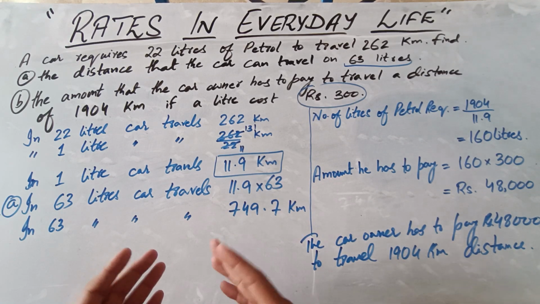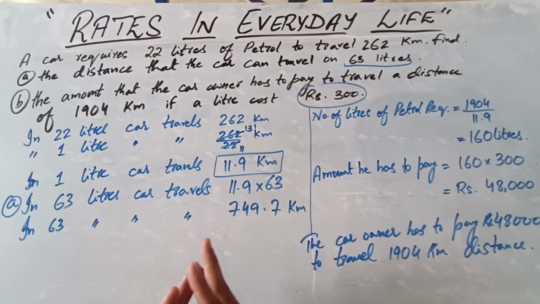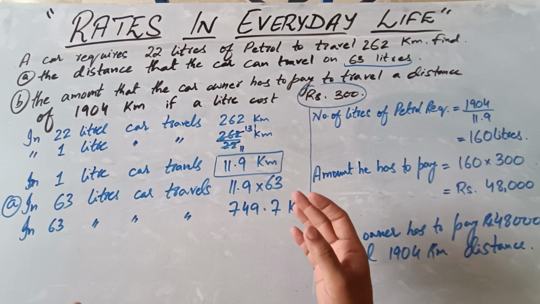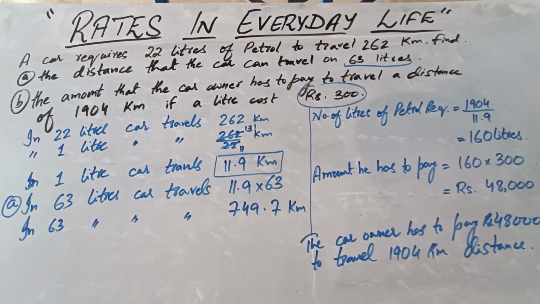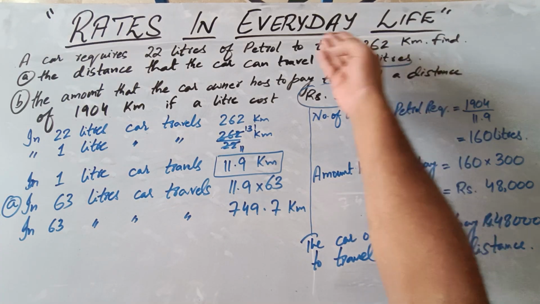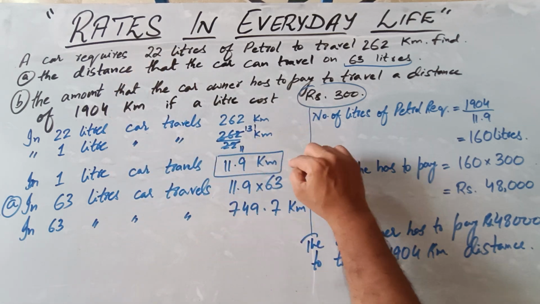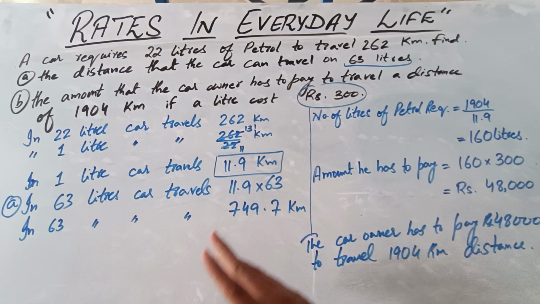Then after filling the tank, you have to consume the full tank, and then you have to see how many kilometers my car has run in how many liters of petrol. So you need to divide those kilometers by the number of liters. You get the answer for 1 liter of petrol.